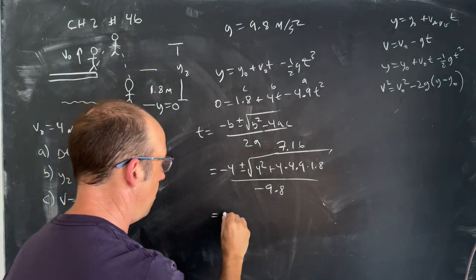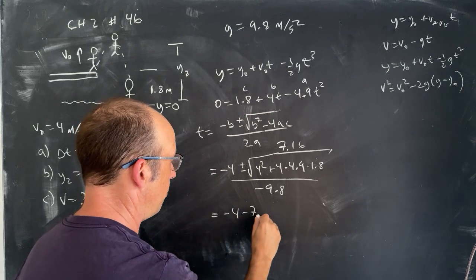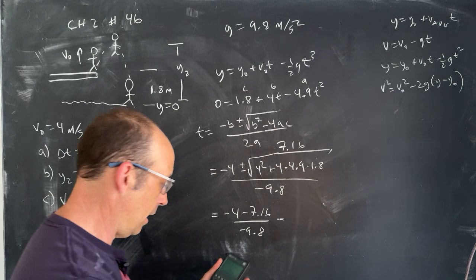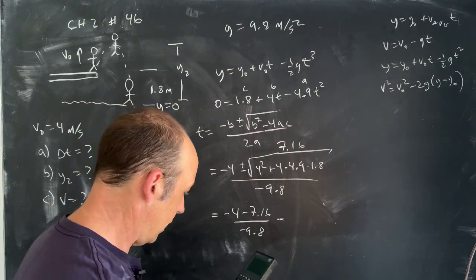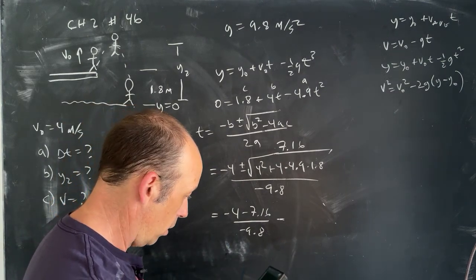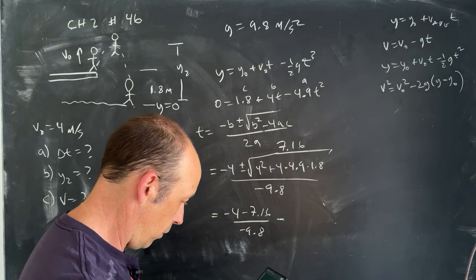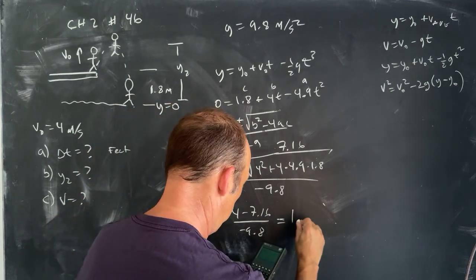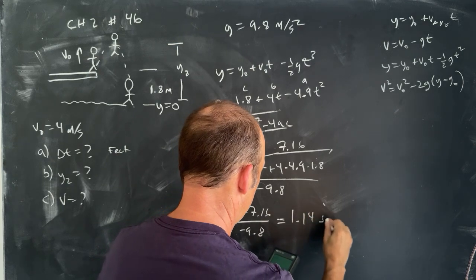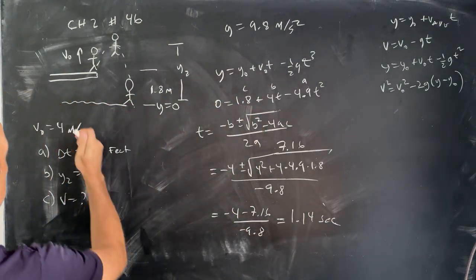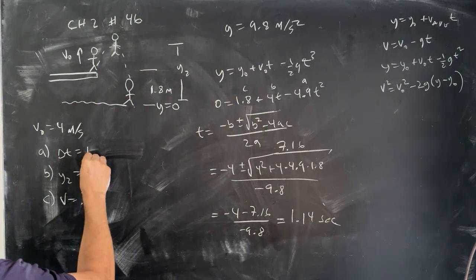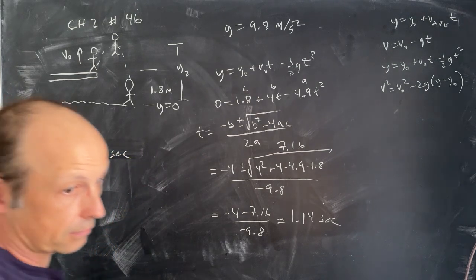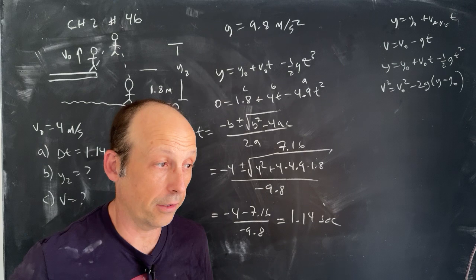So let's do this as minus 4 minus 7.16 over negative 9.8. And we plug that in. I'm going to have to take that glasses off. 9.8 divided by, I get 1.14 seconds. So that's right here. And I put feet just so we know, 1.14 seconds. So we're moving right along here.